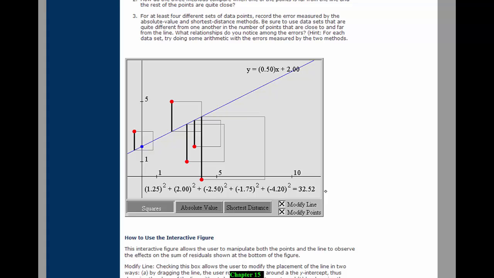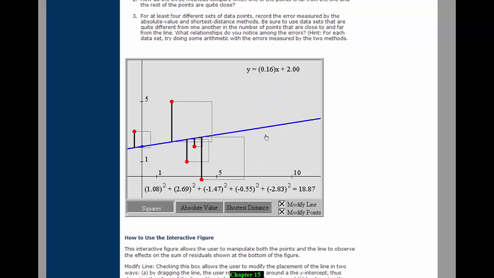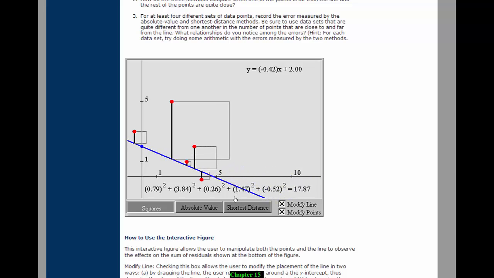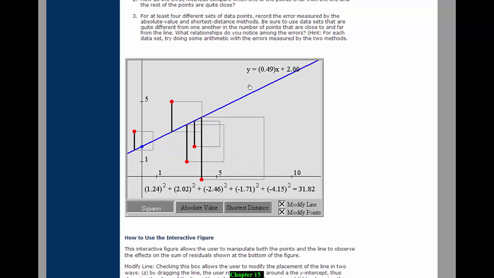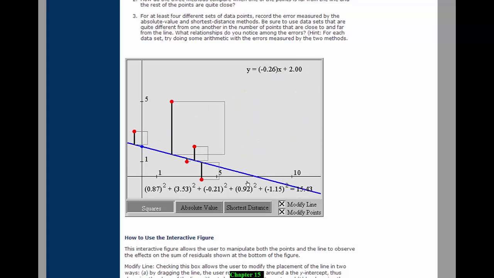Looks more like a downhill trend to me. So you can actually grab the line on this display and change it. Notice when my line was up here, I started in the 35, 36 range for my sum of squares. This is my total over here on the right, on the bottom.